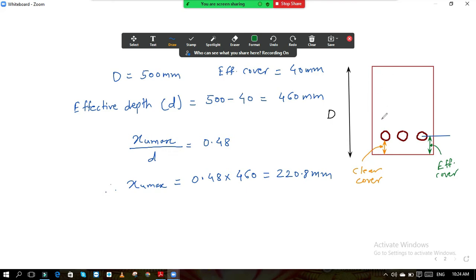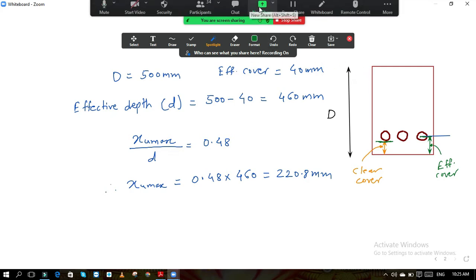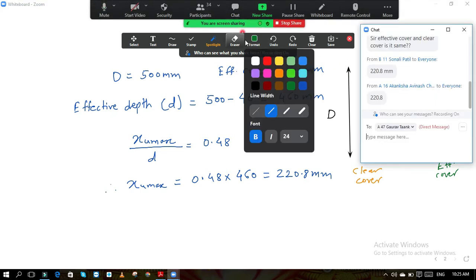Take a screenshot of this so you will understand. Clear cover is measured up to this point, the bottom of the bar. But effective cover is directly measured up to this point, up to the center of the reinforcement. And a similar thing is there from the top also. So I hope now you are clear with this. What is the difference between effective cover and clear cover? Is it okay? Shall we move further?